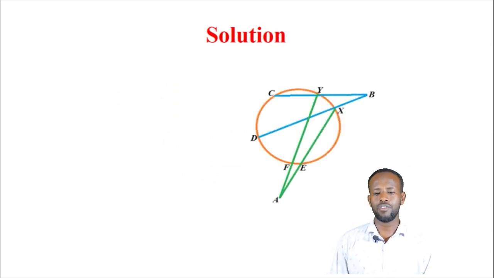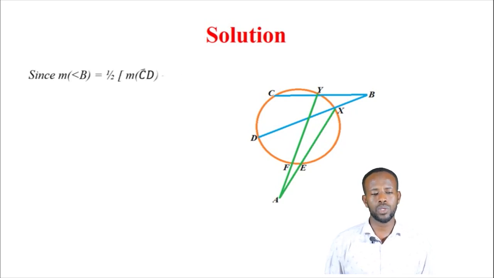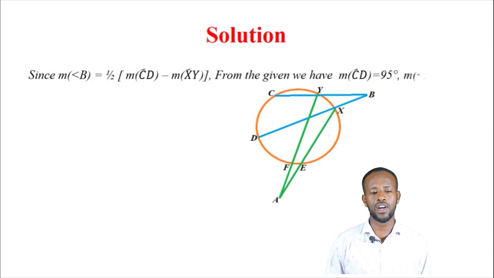This is our figure. We have angle A outside, one angle which is formed outside the circle. Also we have EF, we are given arc. Since measure of angle B is equal to half of measure of arc CD minus measure of arc XY.